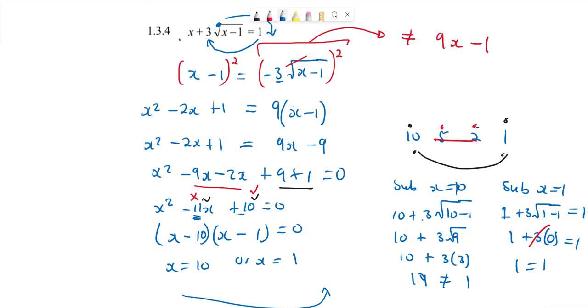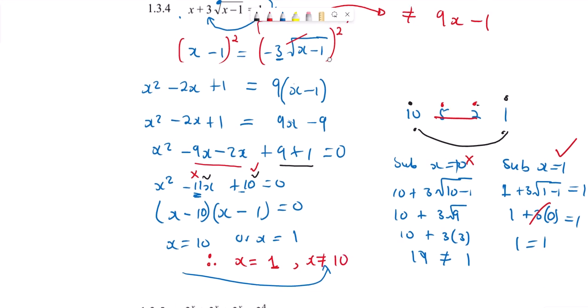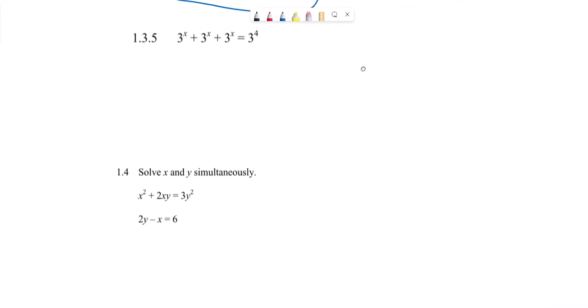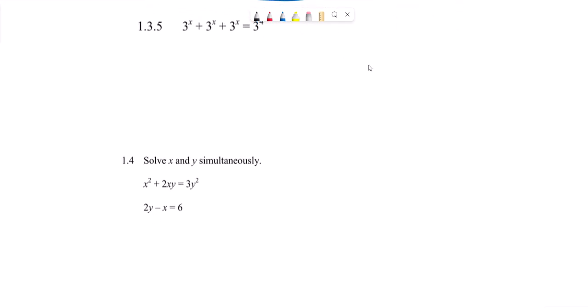So here x equals 10 is not valid, but x equals 1 is valid. So therefore x equals 1. x is not 10. Okay, I hope that rings some bells, or you do understand the laws of exponents.